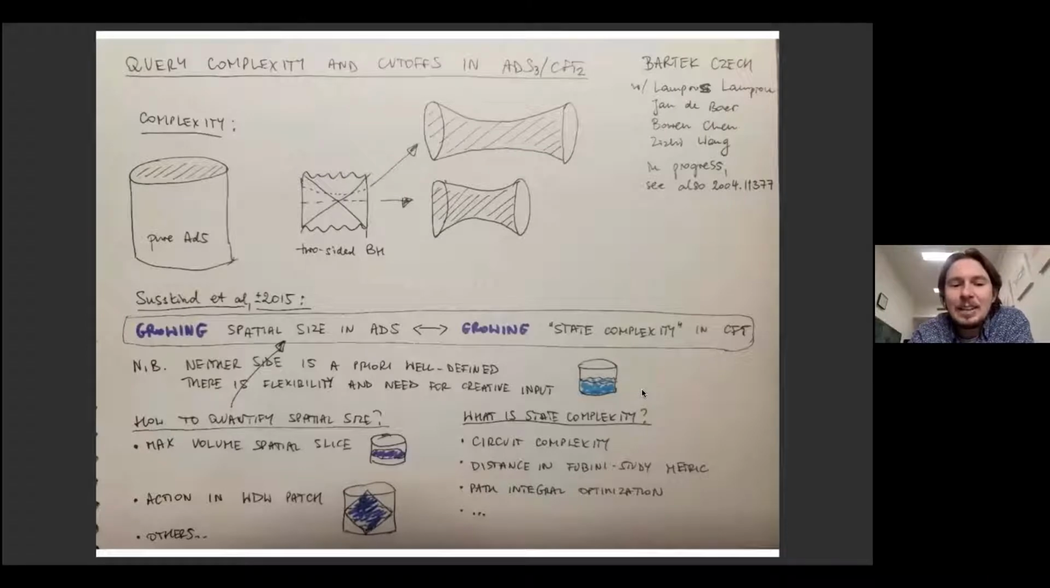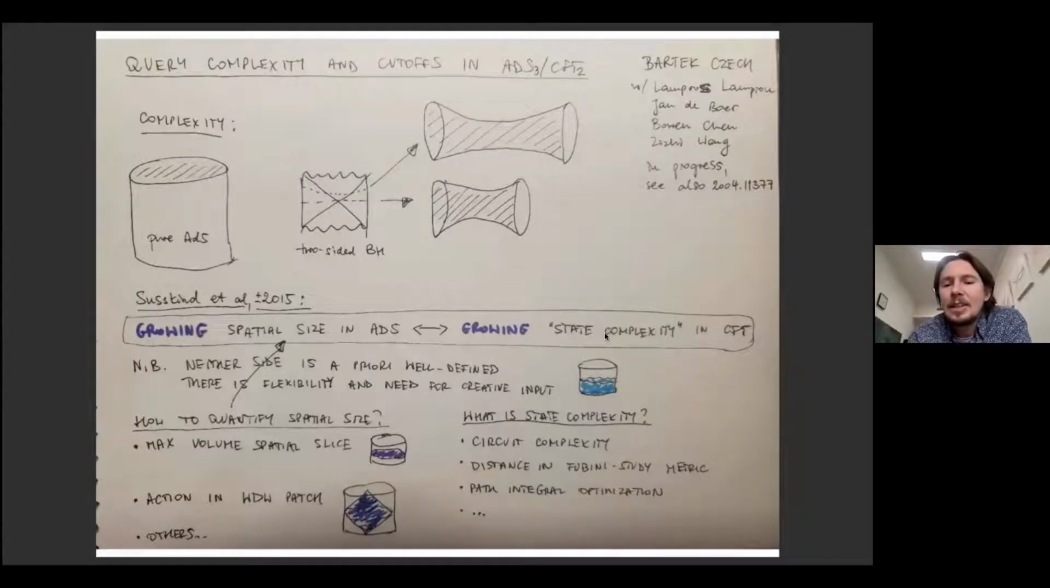On the one hand, neither side of this thing is well defined. So do we even have a proposal at all? That's the glass half empty. In particular, there is no a priori given way of quantifying what we mean by the spatial size in ADS. Do we mean the max volume? Do we mean the action in the Wheeler-DeWitt patch? Maybe we mean something else.